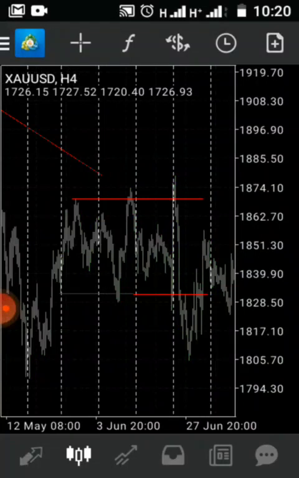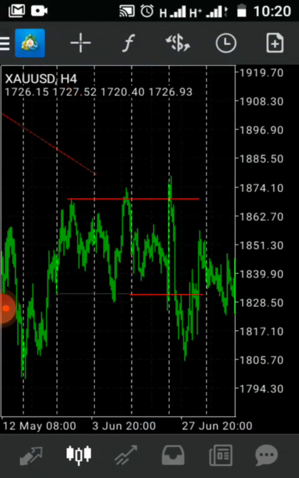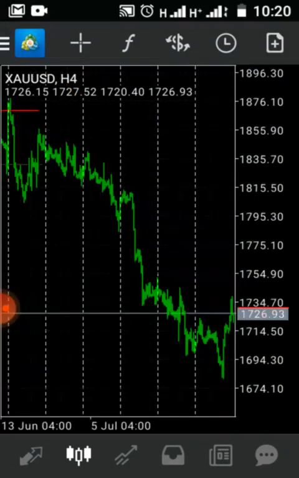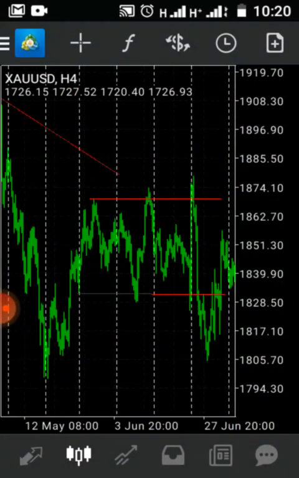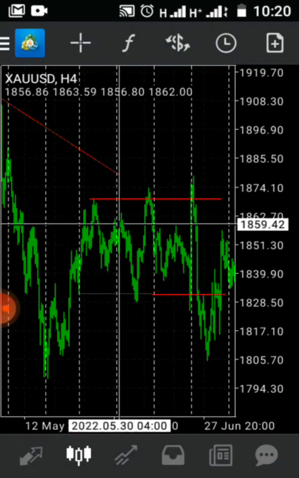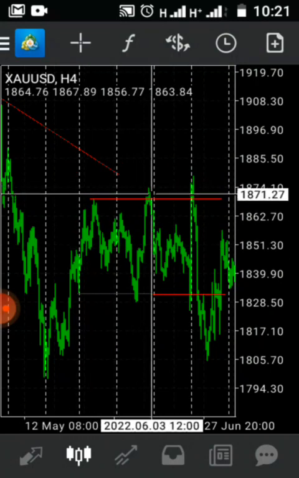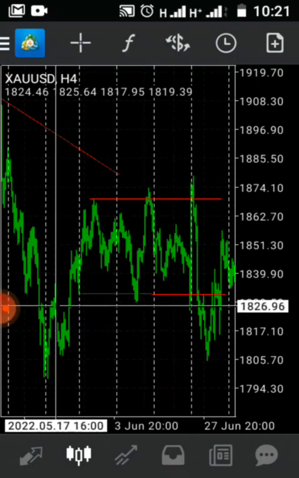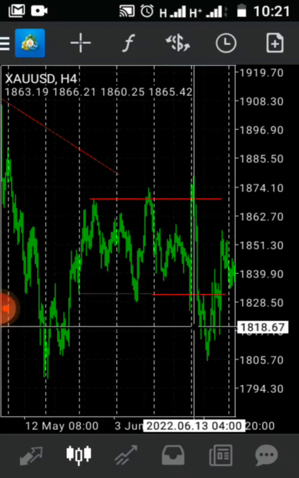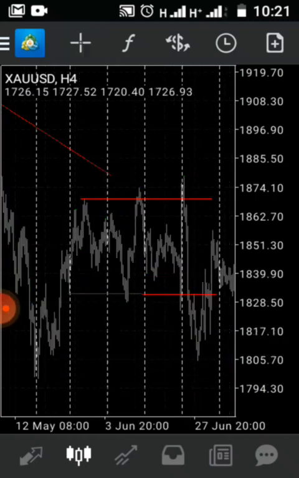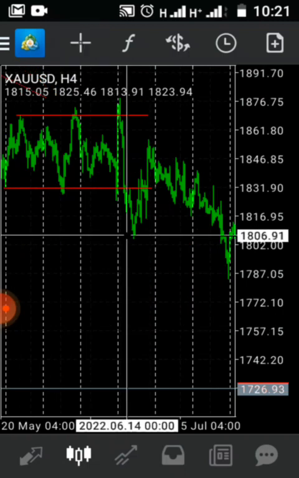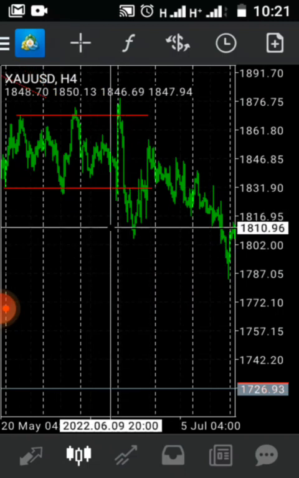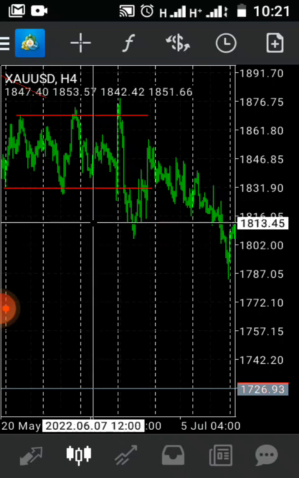Now we have another range here, in which we have one, two, three highs before the breakout happened. So it was a strong support and resistance, a pretty tight range there, even though it did not last so many weeks, but yeah, it was a tight range.